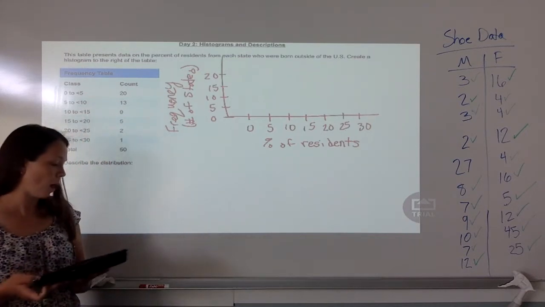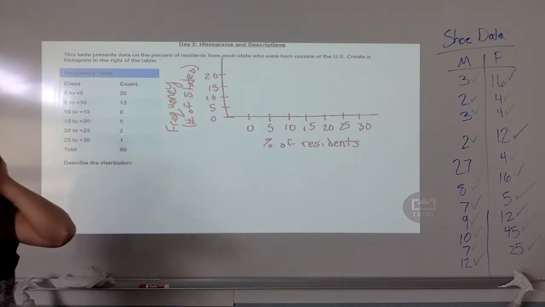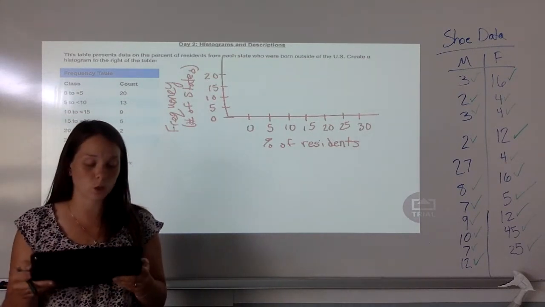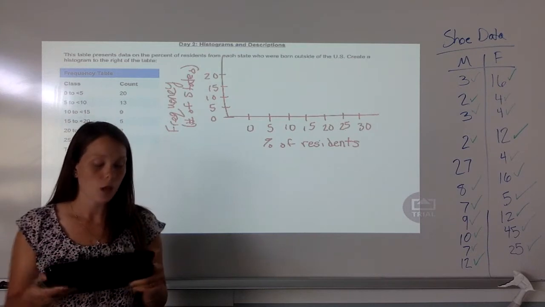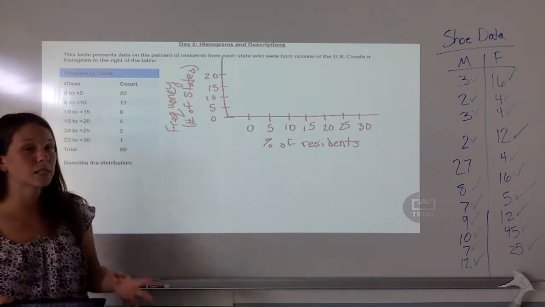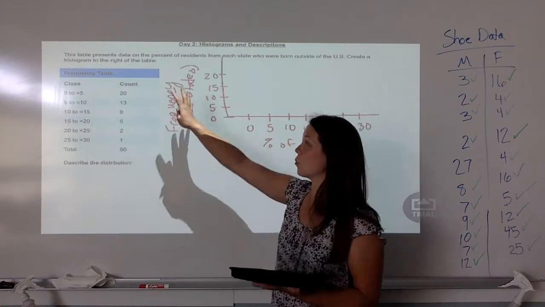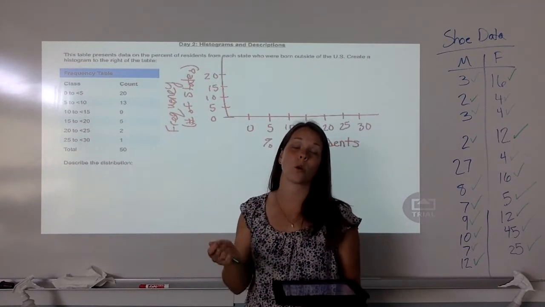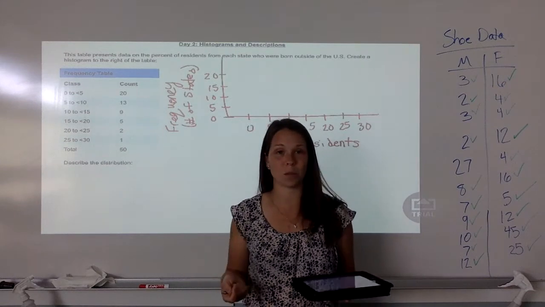So on this example problem, it says this table represents data on the percent of residents from each state who are born outside of the U.S. Create a histogram to the right of the table. So histograms, sometimes the tables are set up this way where the bins or the group that we're going to use is already created for us. Sometimes the histogram is not.